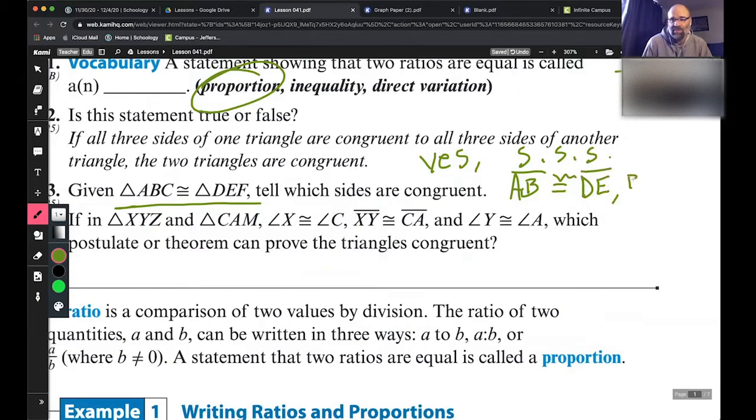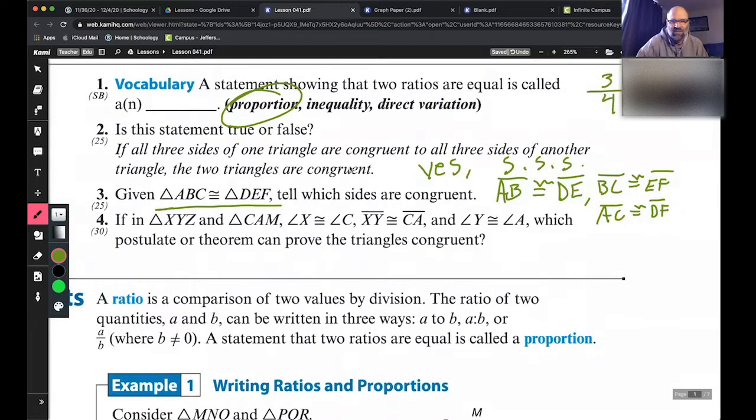You can say that BC is congruent to EF. See how they correspond to each other, so that they're written in this order for a reason. A corresponds with D, B corresponds with E, C corresponds with F. And then of course, AC has to be congruent to DF. You can do angles as well. So angle A is congruent to angle D, angle B is congruent to angle E, and so on.